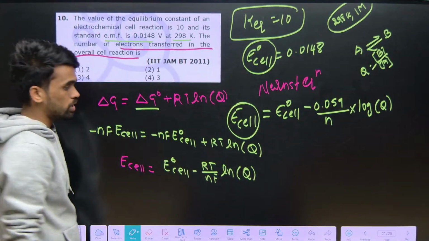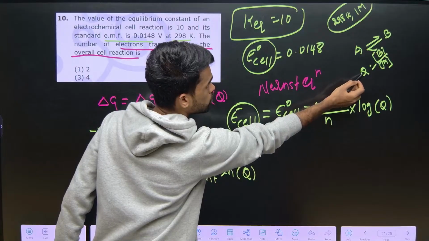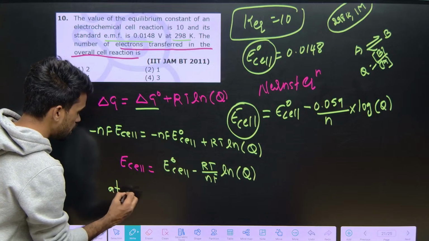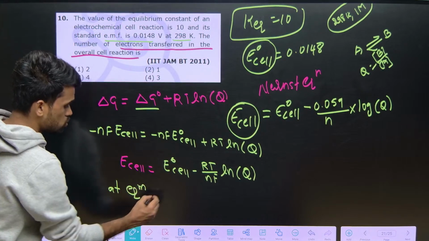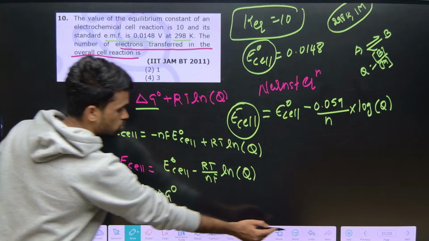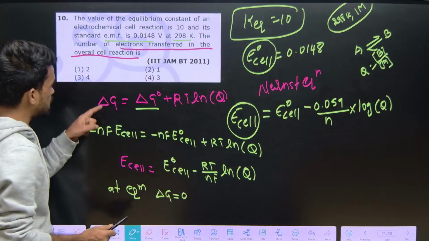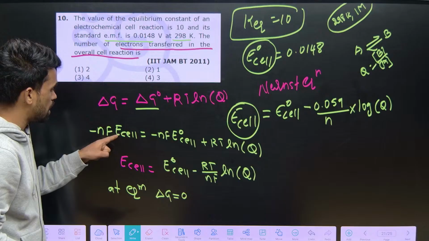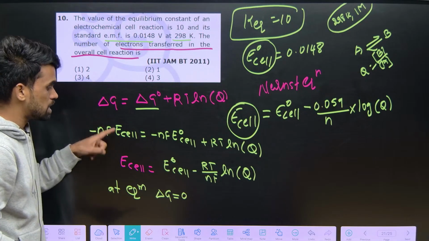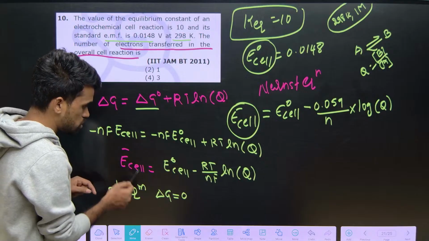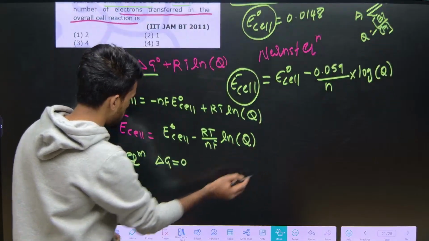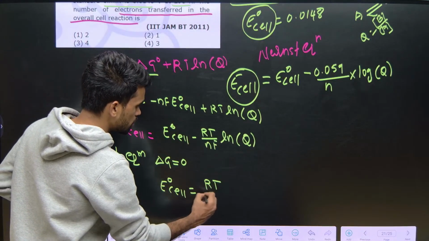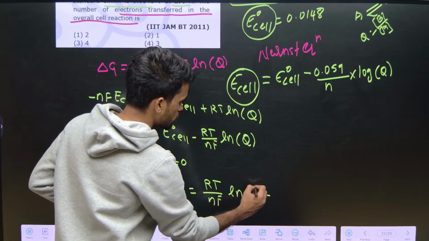So what do we mean by Q here? For a reaction A to B, what I told you, Q is nothing but concentration of product by concentration of reactant, you need to write. So now remember, at equilibrium, delta G becomes equal to 0. If delta G is equal to 0, then E cell also becomes 0, no? Because delta G is equal to this value, so if you send this nF that side, E cell also becomes 0. So this value also becomes 0. Therefore E naught cell will be equal to RT by nF ln Q.